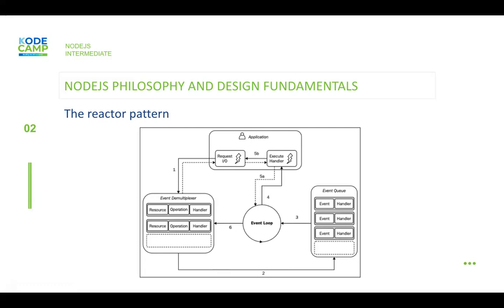Node.js works on an event-driven architecture, and it has an event demultiplexer and an event queue. All input and output requests generate an event, and these events are processed in some steps. What happens here is this event demultiplexer collects input and output requests from this application. Let's say this application sends requests to this event demultiplexer.